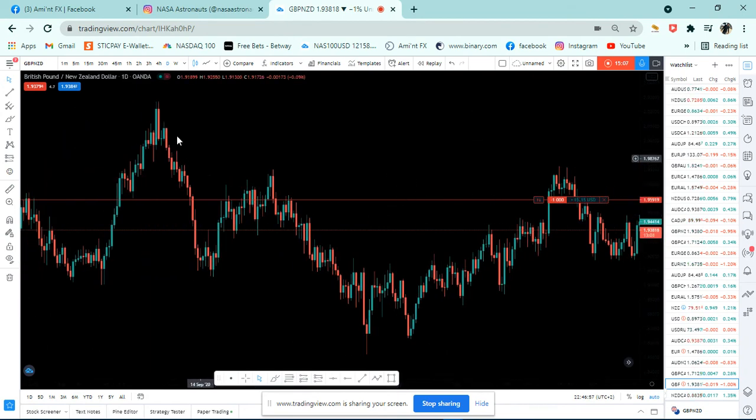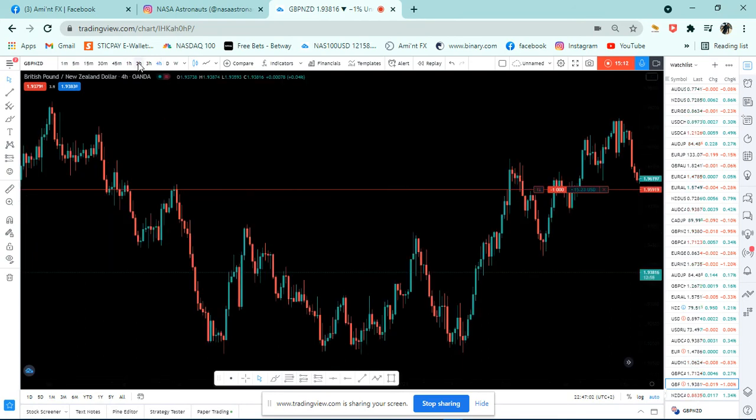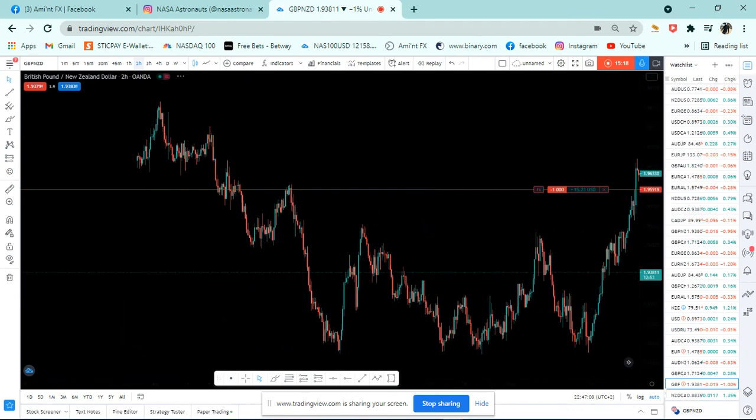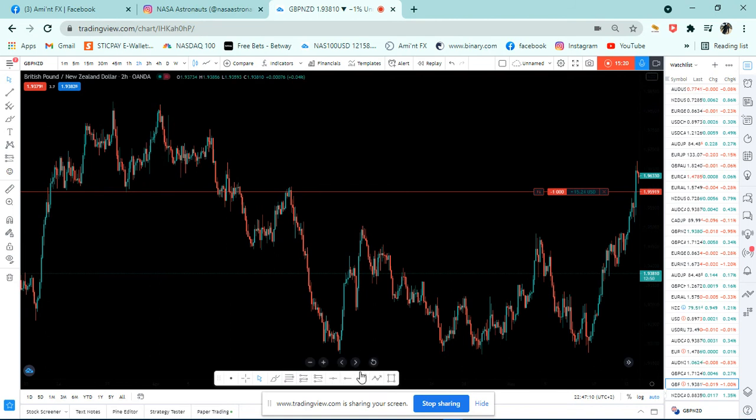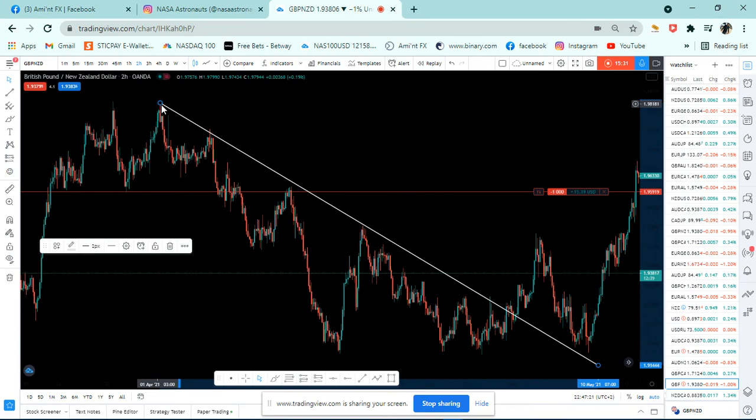Okay, let's go to a 4 hour time frame. See, okay, 2 hour time frame. See what happens. All right, here's another example. So the market here, we see that the market was in a downtrend. You see, the market retested here. This was a high, high, high. Then a lower high, lower high, lower high. Then we see a break of structure. Then we see a retest.